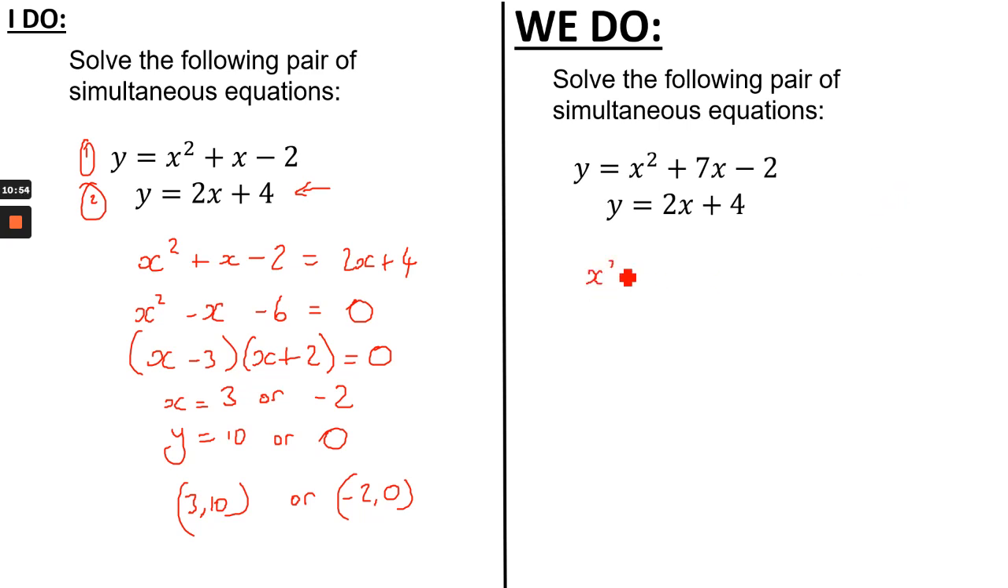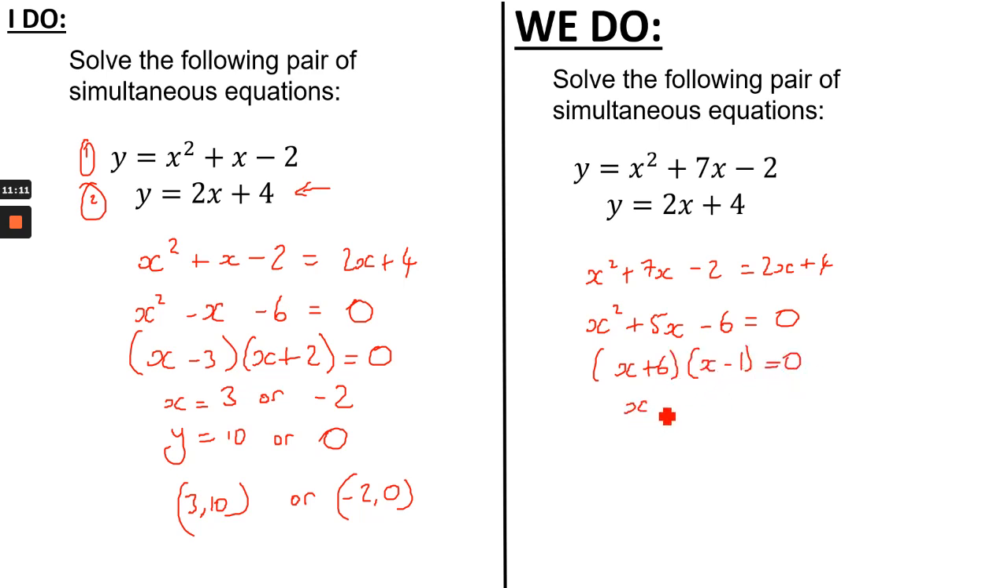You should have got the first mark: x squared plus 7x subtract 2 is equal to 2x plus 4. You then make it equal to 0. So you should have got this. If you factorize it, you'll get x plus 6, x minus 1 equals 0. So your two values of x are negative 6 or positive 1.